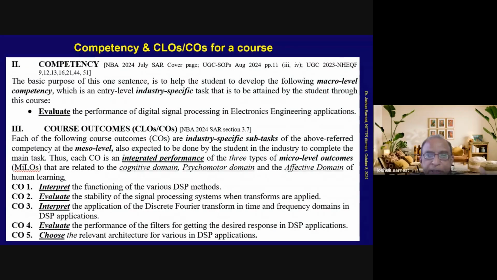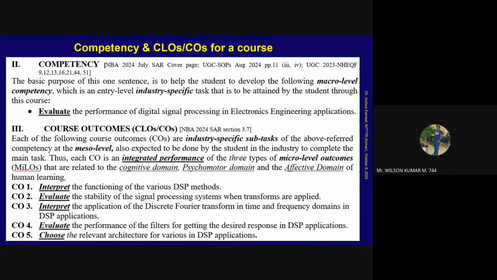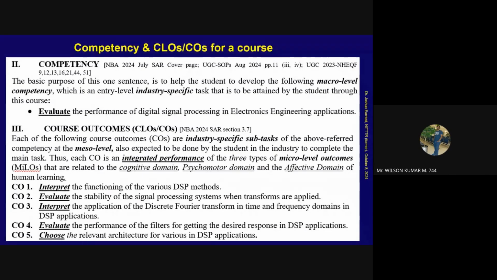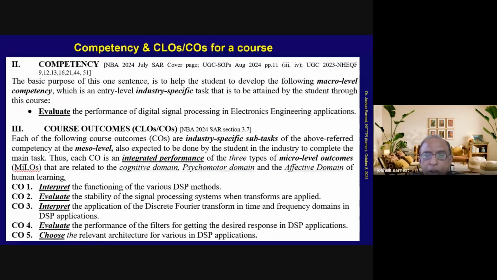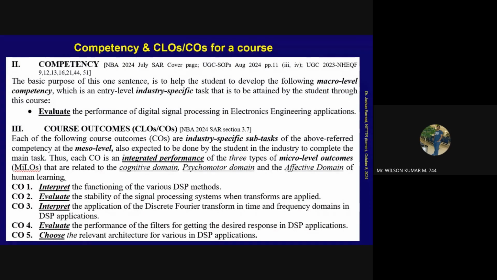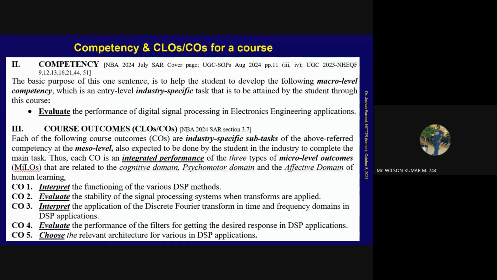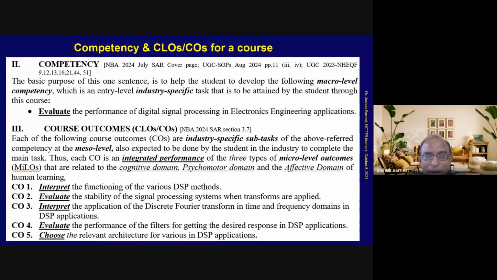Let me tell you. Bloom's taxonomy is not for COs. Bloom's taxonomy is only for cognitive domain outcome. Please, all of us will have to know. That is the biggest blunder AICTE and NBA has done. They are confusing between cognitive domain and COs. CO is a subtask.